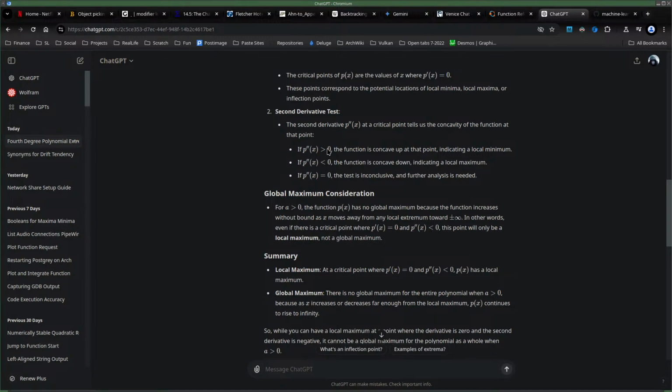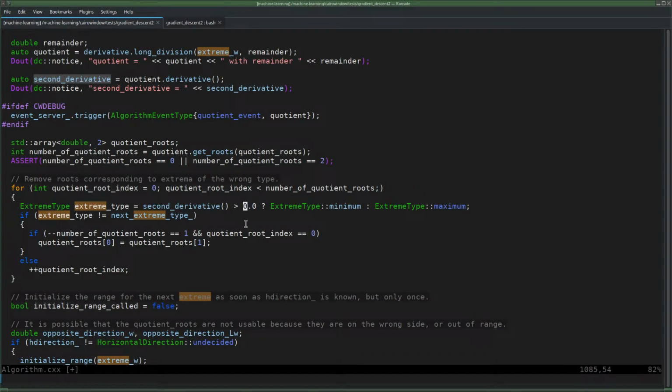The second derivative is larger than 0. The function is concave up at that point, indicating a minimum. Minimum is larger than 0. And then at that point would be quotient roots at the quotient root index. The second derivative of this quotient root is larger than 0, then that is a minimum. And if it is not the one that we are after, then I move it.